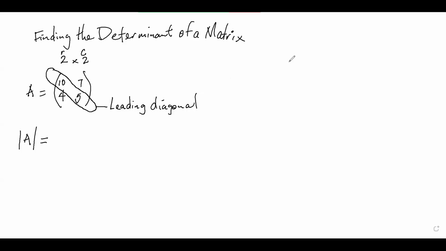And the other diagonal, let's put it in a blue color. The 7 and the 4, we call that the non-leading diagonal. Take that down. Now let's start with the leading first. We always start with the leading.